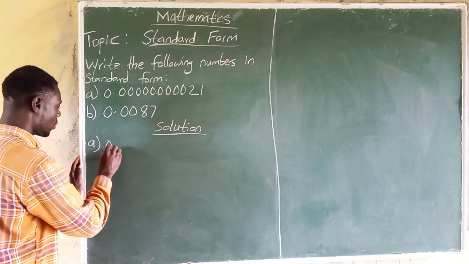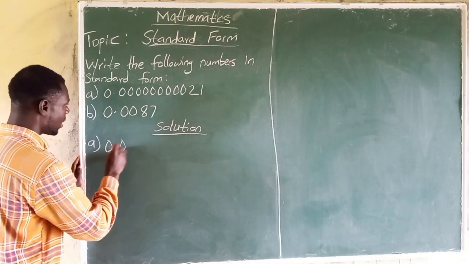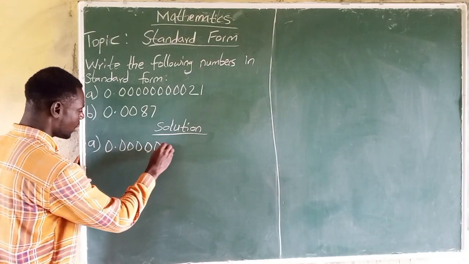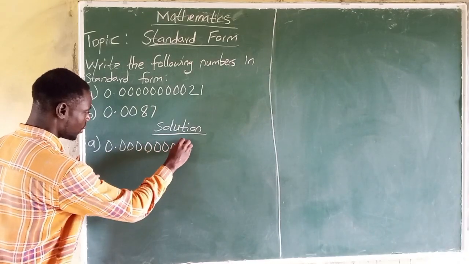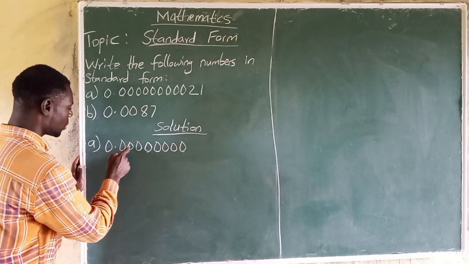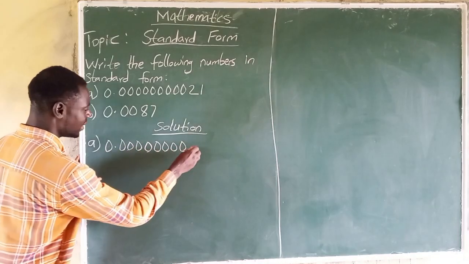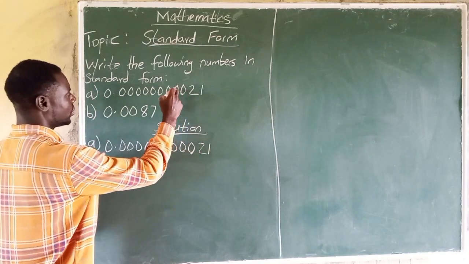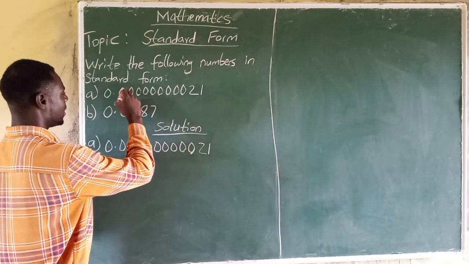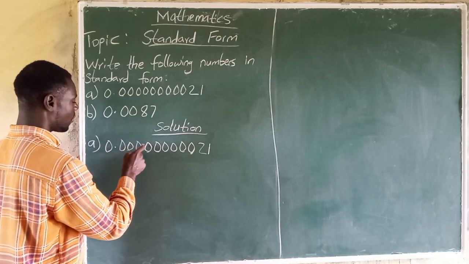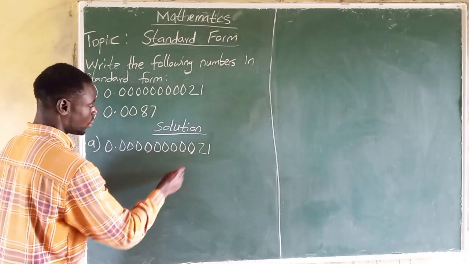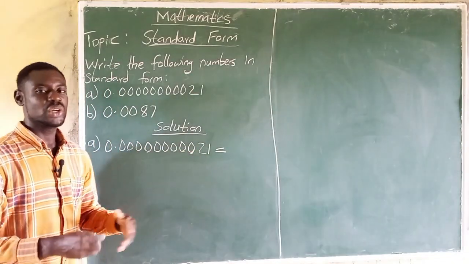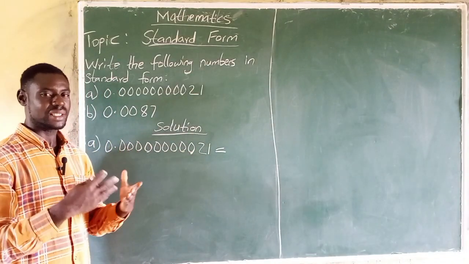We have 0.0000000. How many zeros are here? 1, 2, 3, 4, 5, 6, 7, 8, 9, 10 zeros are here. Then 21. Okay, now as long as this number is, you can write it very short. You can write it so short.